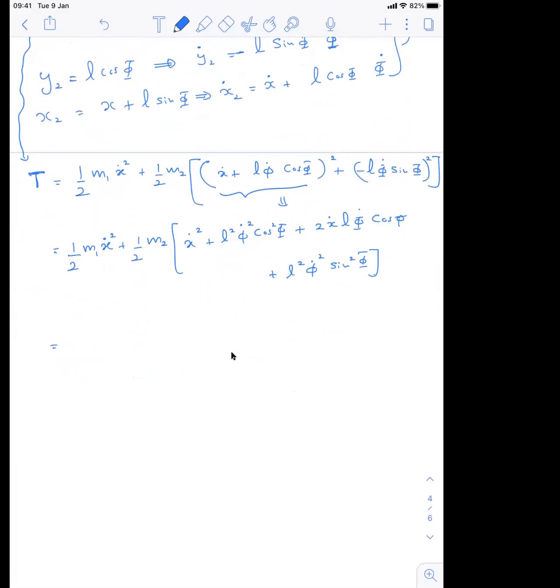Right now you can see that there are two terms for x dot squared. You can combine those two: m1 plus m2, x dot squared, plus, for the next term with m2, if you think about this term and this term, you can combine those two by taking L squared phi dot squared outside, and then you have cosine squared phi plus sine squared phi, which is equal to 1, right?